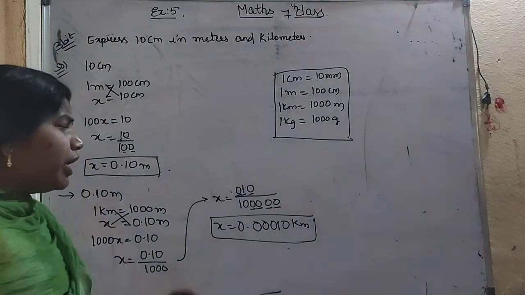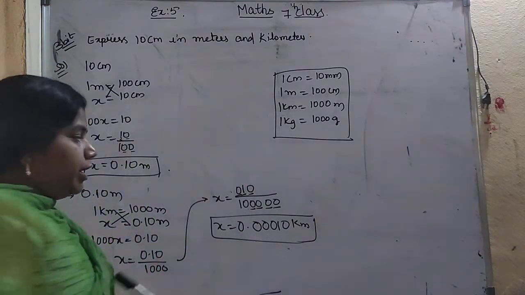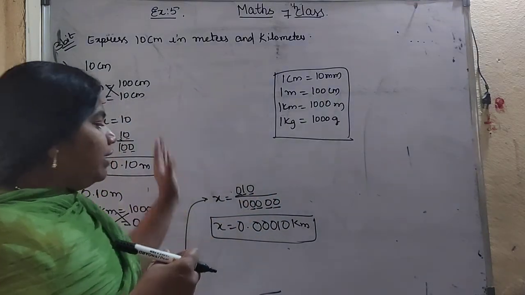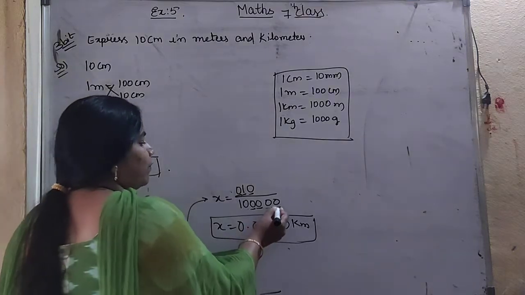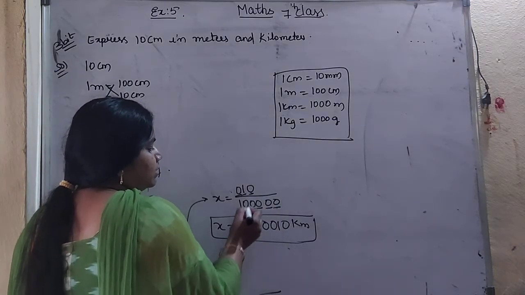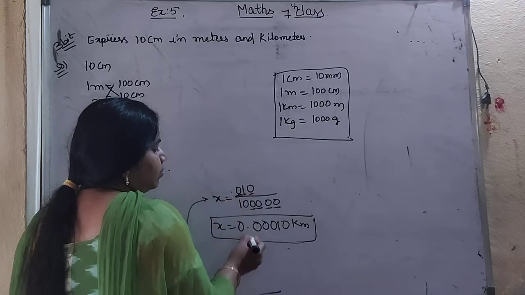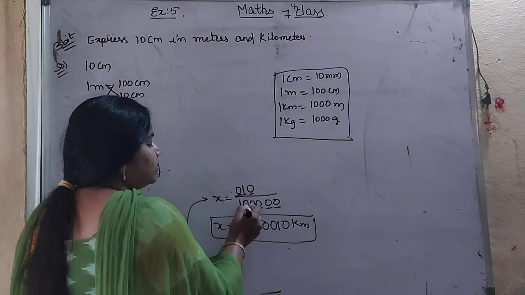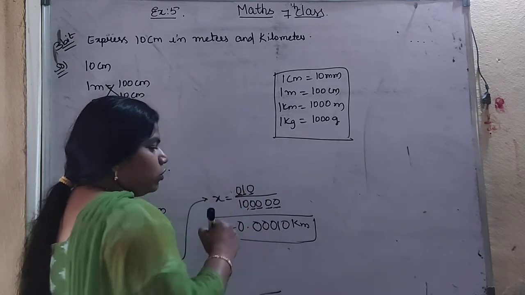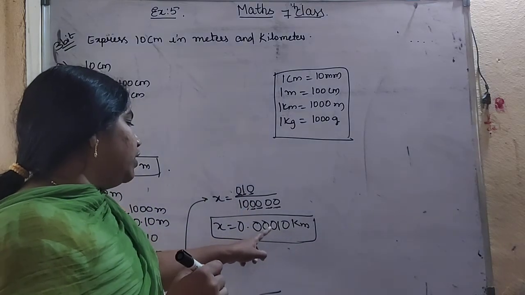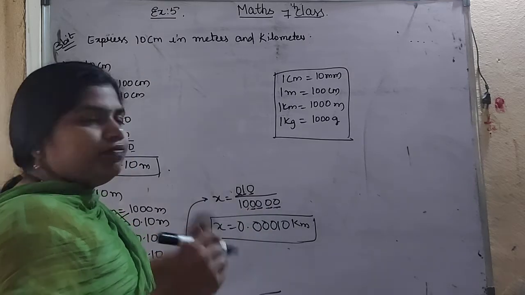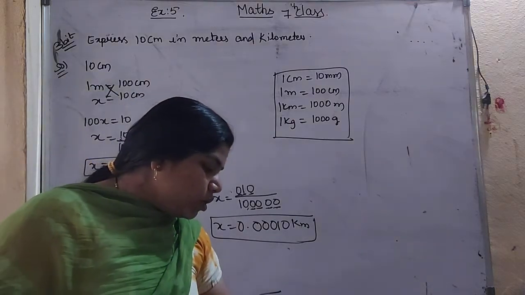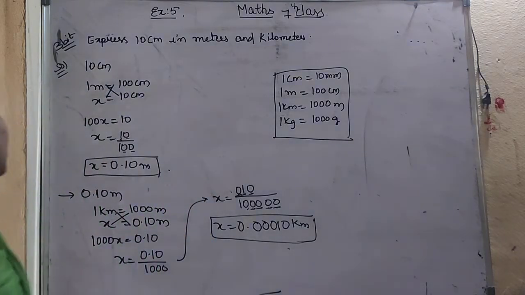100000. Now how to place the point? In the denominator, how many zeros are there? Total 5 zeros. So before 5 numbers, you have to place a point. First 0, first number; second 0, second number; third 0, third number; fourth 0, no number, so we place it as 0. Fifth 0, no number, so we place it as 0.0. So 1, 2, 3, 4, 5. What is the x value? 0.00010 kilometers. So this is our third bit.